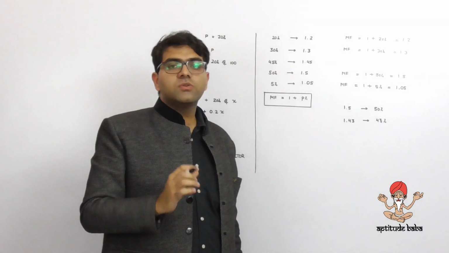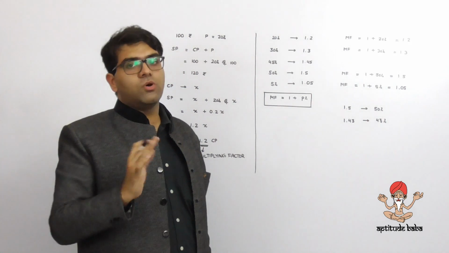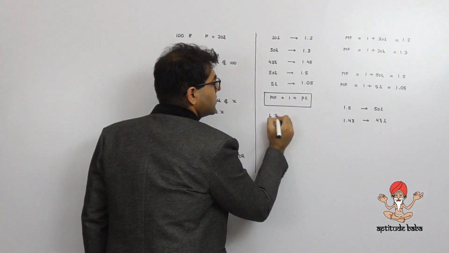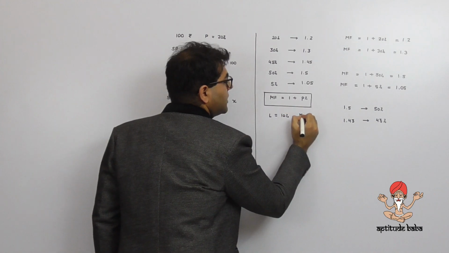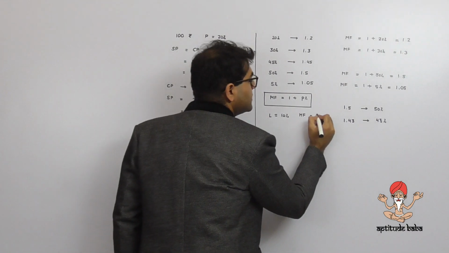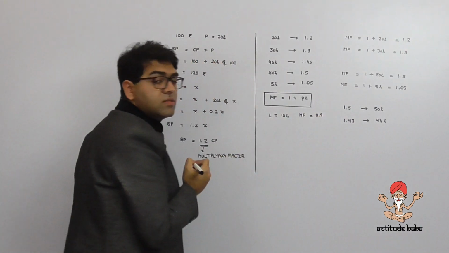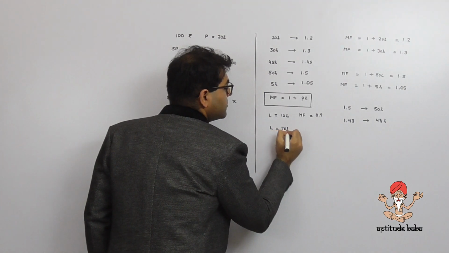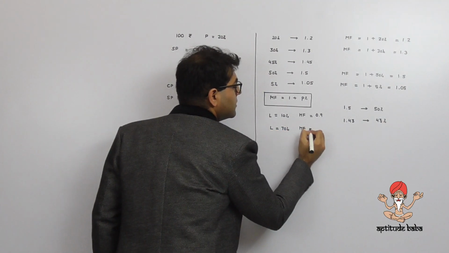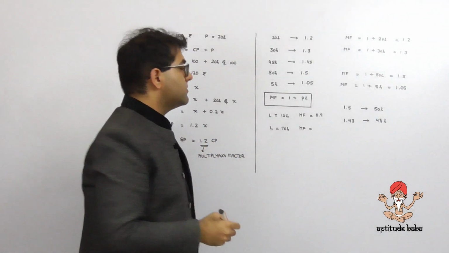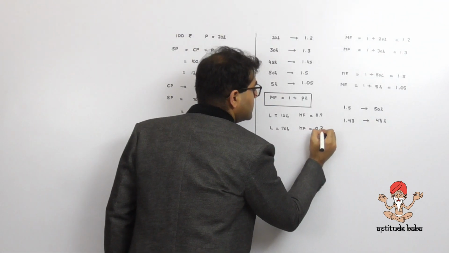It is not difficult to extrapolate this concept for loss as well. If I am making a loss of, let's say, 10%, the multiplying factor will end up becoming 1 minus 10% or perhaps 0.9. If I am incurring a loss of 70%, multiplying factor will end up becoming 1 minus 70%, 1 minus 0.7 or perhaps 0.3.